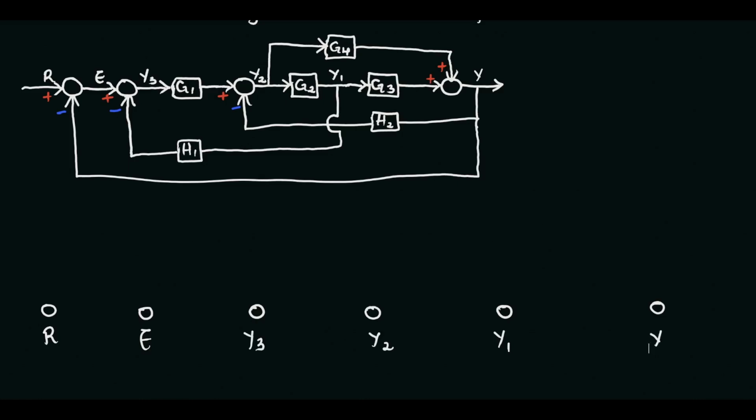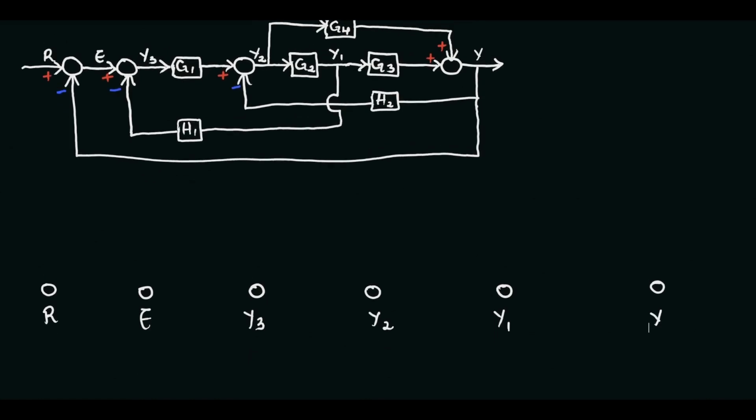Then you need to draw your branches. We have R going to be the branch. You have E going to Y3. You have Y3 going to Y2. So they're all moving forward paths. And you name them. So between your Y3 and Y2, you have G1. Between your Y2 and Y1, you have G2. Between your Y1 and Y, you have G3.